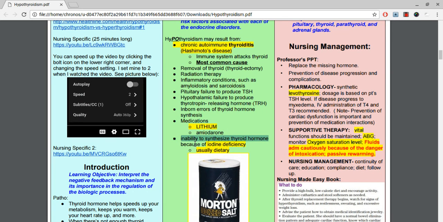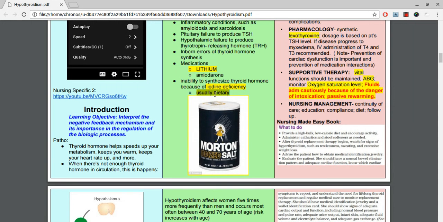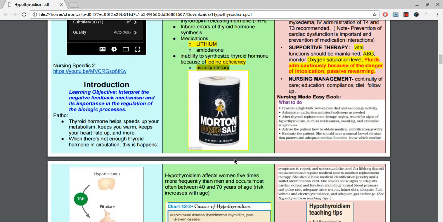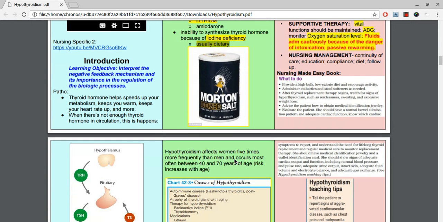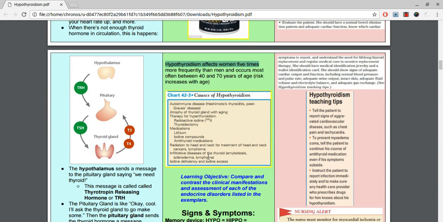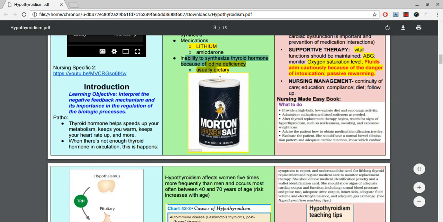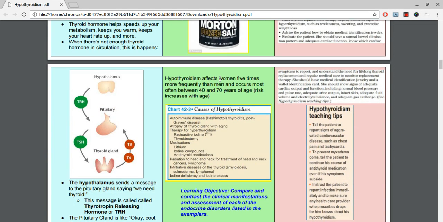Another one is the inability to synthesize thyroid hormone because you don't have enough iodine in the body. Maybe you haven't been eating enough iodine. The reason we don't get iodine deficiency is because we usually eat a lot of salt. Our diets are usually high in salt here in America. We add iodine to our salt, so most of the salt that we eat has iodine in it. In fact, we have too much salt in our food. So not a lot of people should be suffering from any iodine deficiencies here in the US.